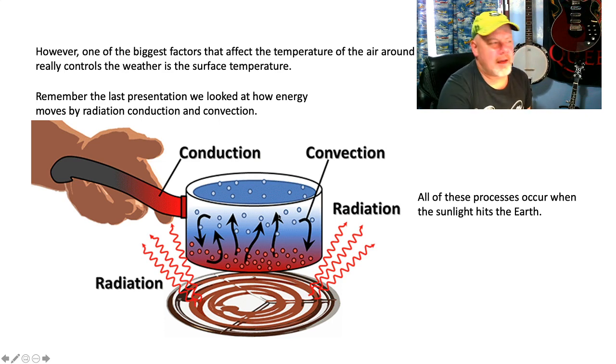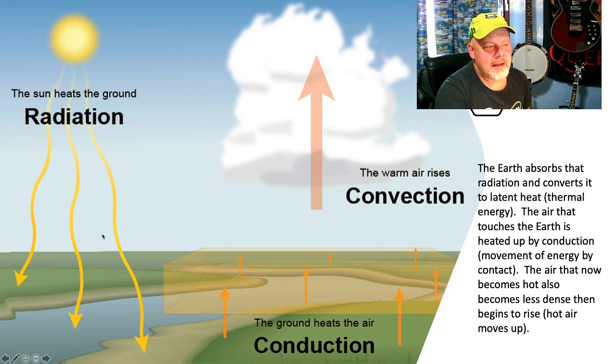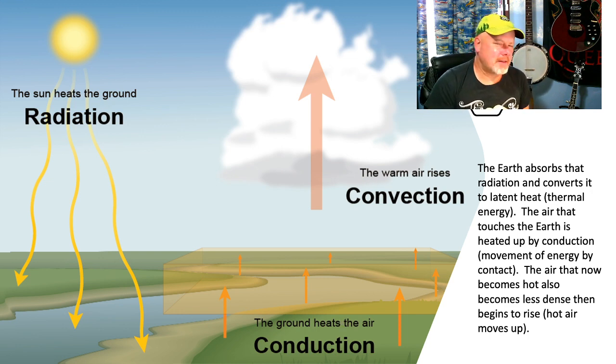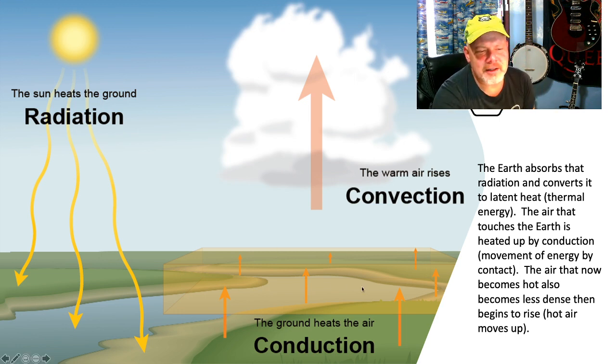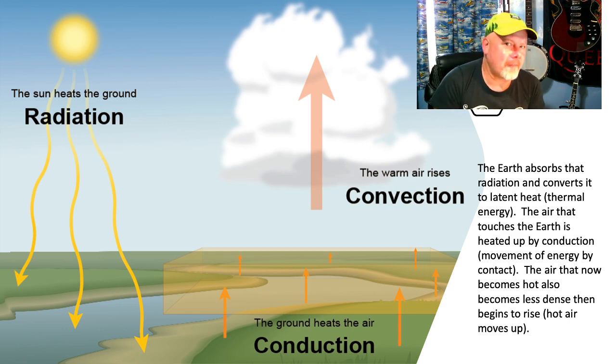Well, our atmosphere is kind of the same way. We have radiation coming from the sun. It heats up the surface of the Earth. The surface of the Earth takes that radiation. If it doesn't reflect it, it absorbs it. Remember, we called that albedo, the ability to absorb or reflect sunlight. The parts that it absorbs, it is able to turn into thermal heat. That thermal heat is what's actually touching the air. And if it's touching the air, then that's going to cause the air to heat up. So the air around you, the air that's touching the ground, is heating up because of the ground.